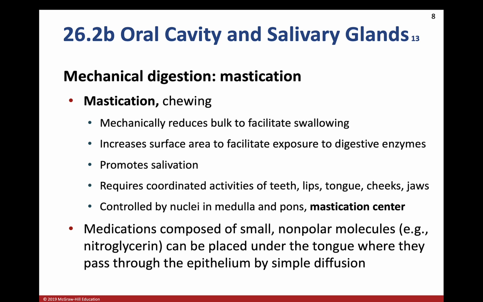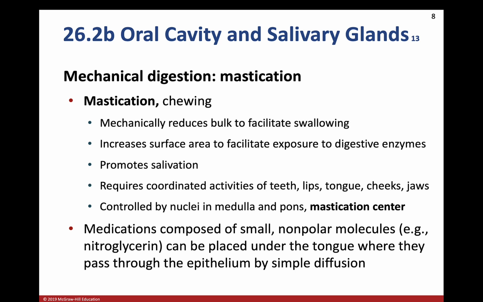This is when we mechanically reduce the bulk of food to facilitate the swallowing process. It increases the surface area so that enzymes can be more exposed to the food. It will promote salivation, but this is a very coordinated activity, and there's actually a center in the medulla and the pons known as the mastication center. So mastication is a relatively complex movement that involves the coordinated activity of our teeth, lips, tongue, cheeks, and jaws.